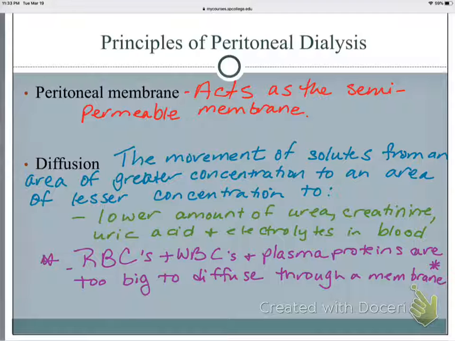And peritoneal dialysis uses the diffusion process to eliminate waste. And then of course we said that diffusion is the movement of solutes from an area of greater concentration to an area of lesser concentration. So we're lowering the amount, again, of urea, creatinine, uric acid, and electrolytes in the blood. And again, red blood cells, white blood cells, and plasma proteins are not going to pass through. They're too big to diffuse through the semi-permeable membrane.